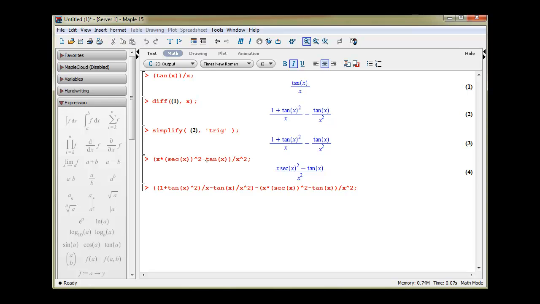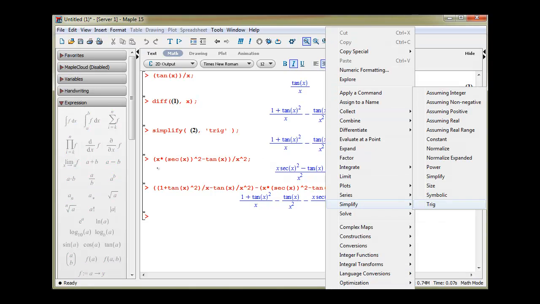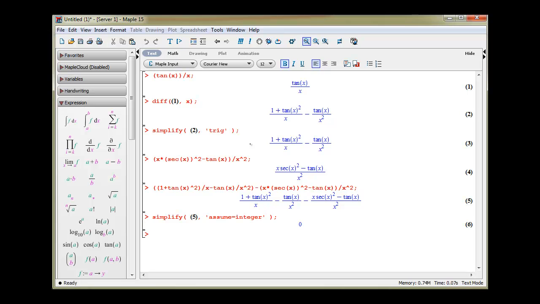So be careful when you look at this, because it can be a little bit complicated here. So I think we have it all now, secant of x squared. Let's hit enter here and see what we get. We want to simplify this, assuming integers, and we get 0. That's good, because what this means is I took their answer minus my answer and got 0, so that must mean they're equivalent.